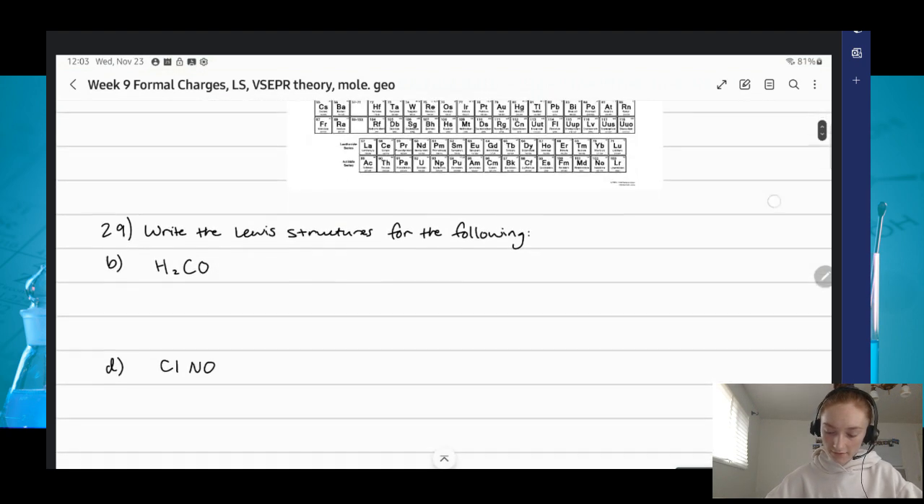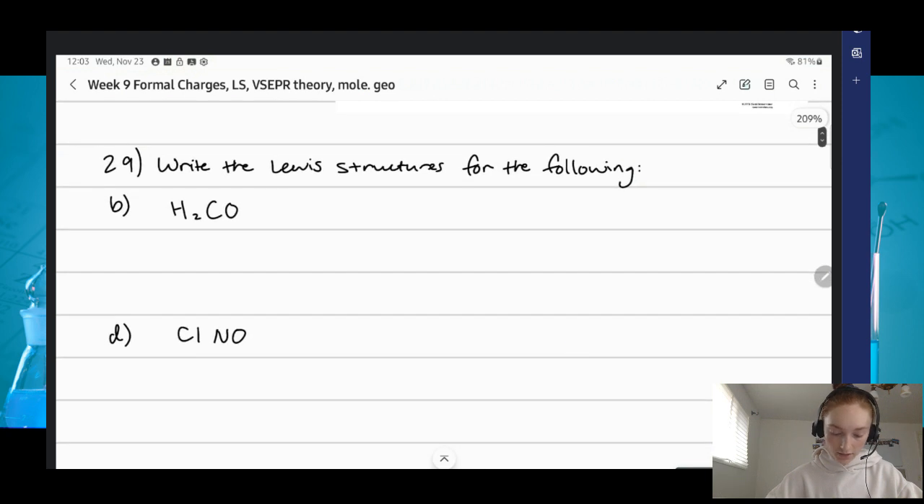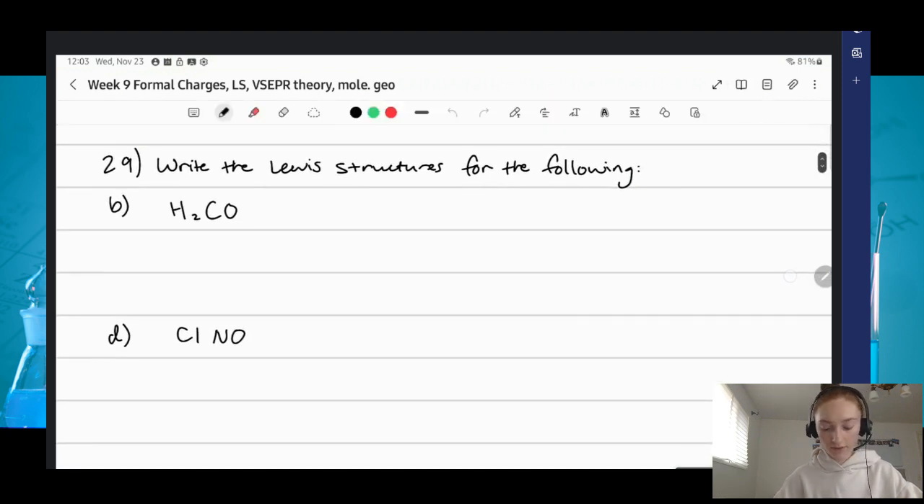So the first question we have is going to be 29. And it says, write the Lewis structures for the following. And so we have H2CO. So when writing Lewis structures, what I'm going to be doing throughout these problems is writing down which kind of atoms we're working with and how many of them there are. And then we can figure out how many valence electrons are in each of the atoms, and then how many total valence electrons we're working with. And then we can start to see how many bonds and how many lone pairs of electrons these molecules will have, or possibly ions in the later future. So let's get started on that.